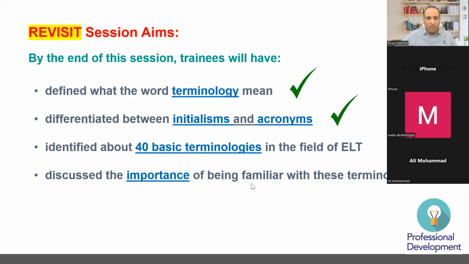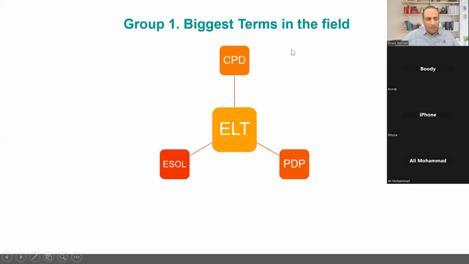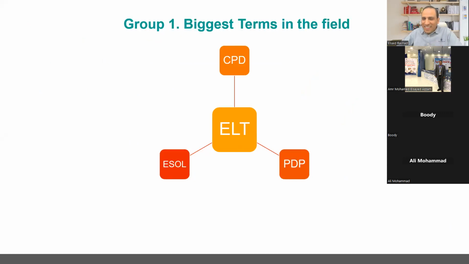We will move on now to the third objective of this session, which is the main part, the core of the session: 40 basic terminologies. I divided them into 7 groups, just to make them easy for all of you. The first group is the biggest terms in the field. I think all teachers should be familiar with these initialisms or acronyms.